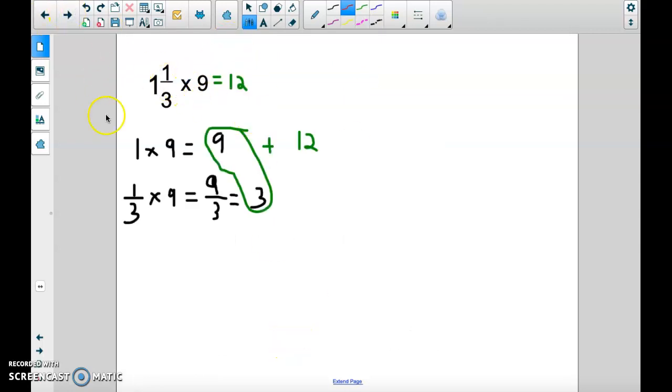So if we look at the correct way to solve it, we still have to do that 1/3 times 9 to get 9/3, but we also have to do 1 times 9. So this 9 has got to multiply with the 1/3 and with the 1 whole. 1 times 9 is 9. 1/3 times 9, we talked about earlier, was 9/3. We could change that to equal 3. And then 9 plus 3 is 12. So 12 is our answer here.